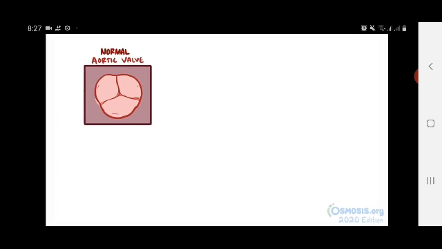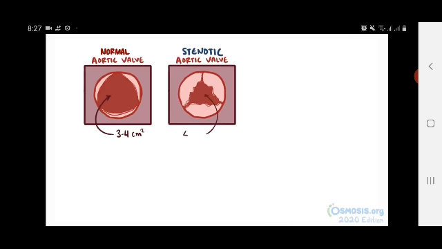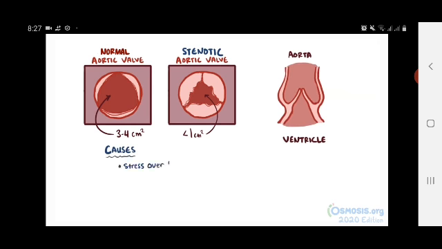Usually, the aortic valve opens to about 3 to 4 centimeters squared, but with stenosis it can become less than 1 centimeter squared. This is usually caused by mechanical stress over time, which damages endothelial cells around the valves, causing fibrosis and calcification, which hardens the valve and makes it more difficult to open completely. This type usually shows up in late adulthood, with patients over 60 years old.